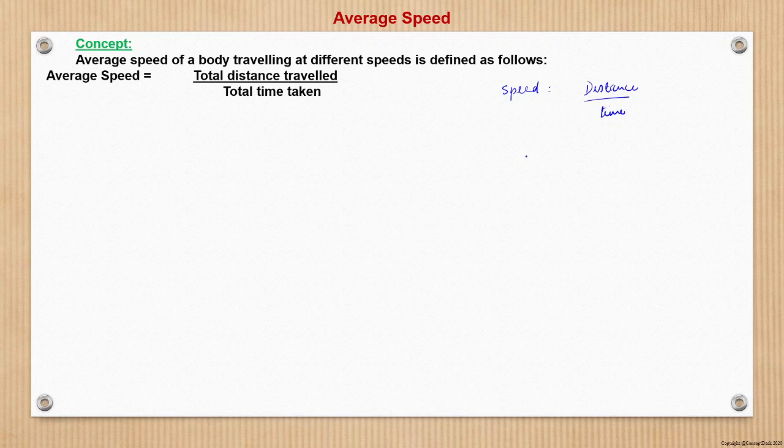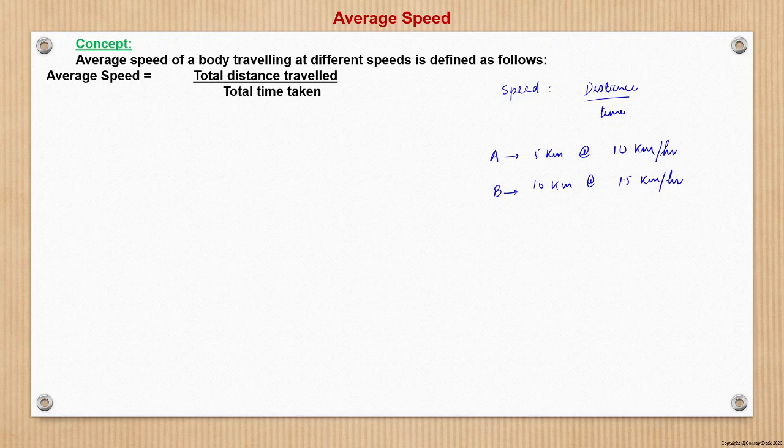Suppose a person travels 5 kilometer at 10 kilometer per hour, then another 10 kilometer at, say, 15 kilometer per hour. So the total stretch is 15 kilometer: part A, where he covers 5 kilometer at 10 kilometer per hour, and then part B of the journey, in which he covers 10 kilometer at a speed of 15 kilometer per hour. So we can see the average speed cannot be 10, it cannot be 15, it would be somewhere in between 10 and 15. What would that speed be? That we have to find now.